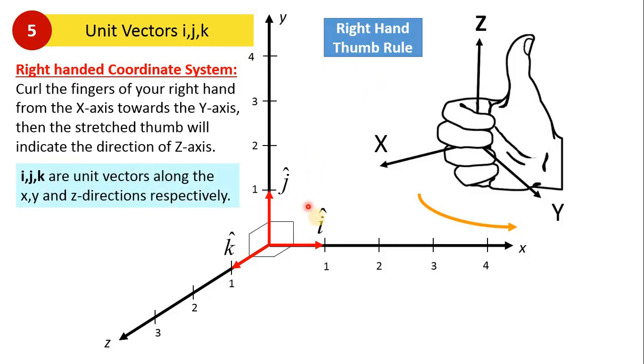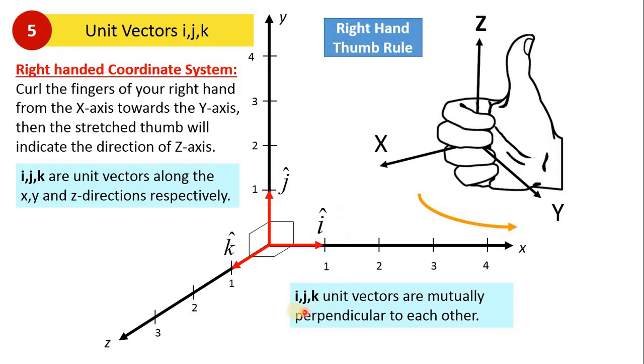Now coming back to our unit vectors i, j and k. i, j, k are unit vectors along the x, y and z direction respectively. It should be clearly noted that I cap is along the positive x axis, J cap is the unit vector along the positive y axis, and K cap is the unit vector along the positive z axis. So what will be the unit vector in the negative x direction? That will be minus I cap. The unit vector opposite to the y axis will be minus J cap, and the unit vector opposite to the z axis, backwards this side, will be minus K cap.